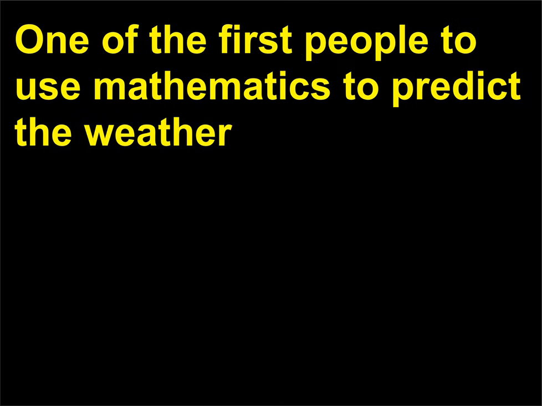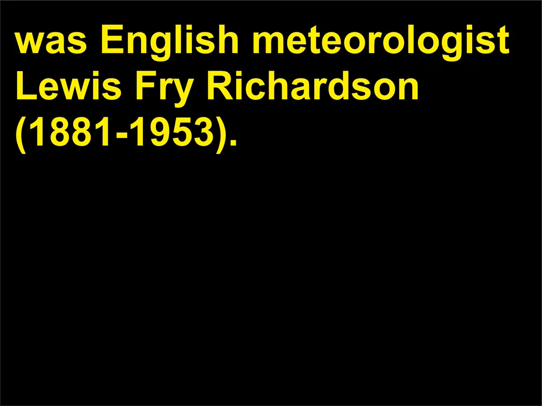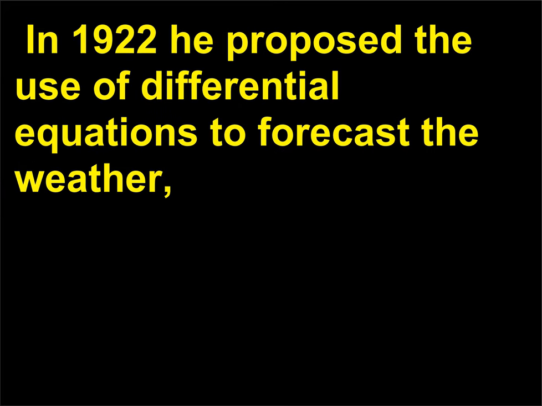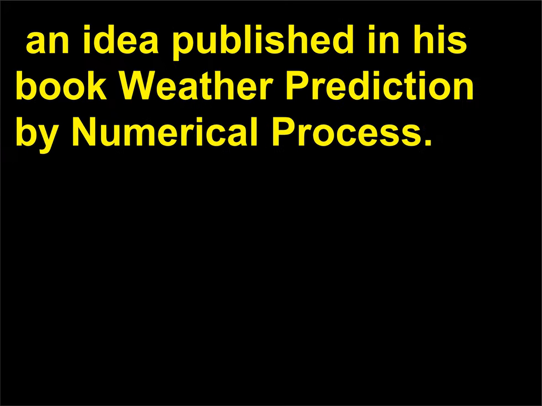One of the first people to use mathematics to predict the weather was English meteorologist Lewis Fry Richardson, 1881 to 1953. In 1922, he proposed the use of differential equations to forecast the weather, an idea published in his book Weather Prediction by Numerical Process.